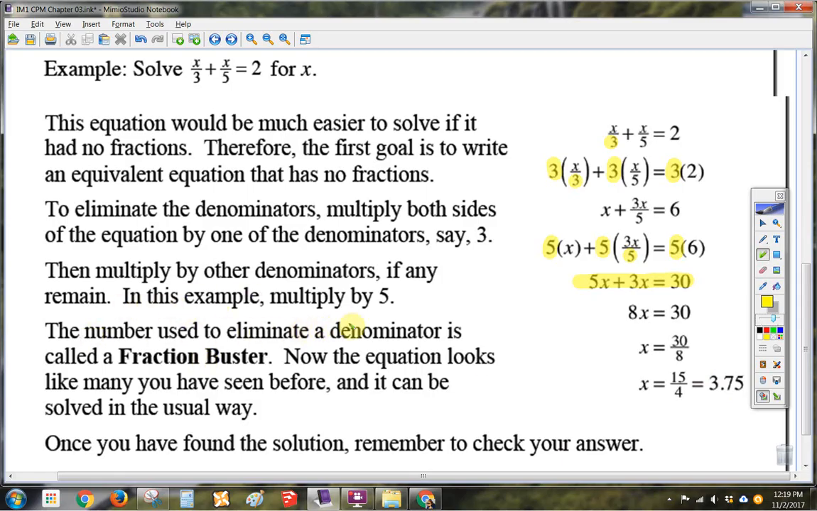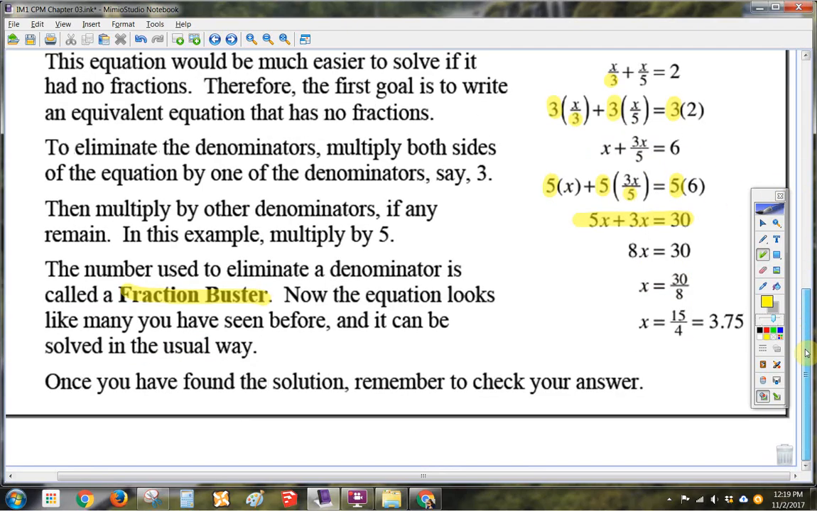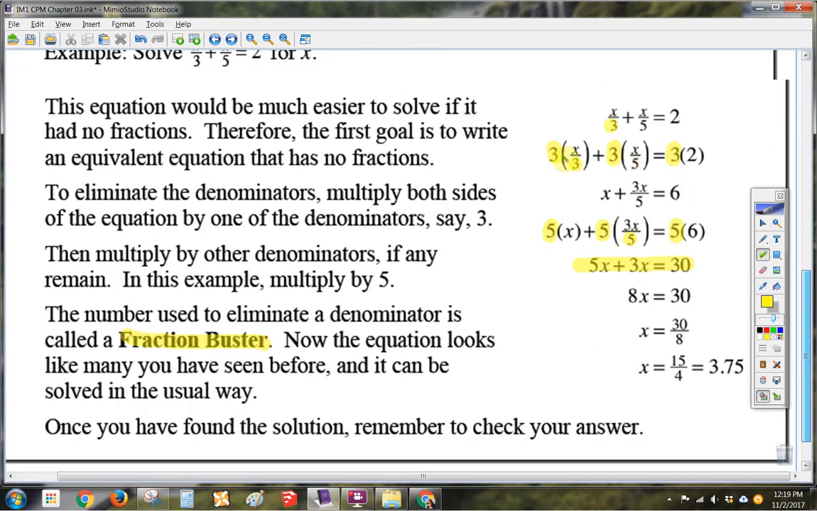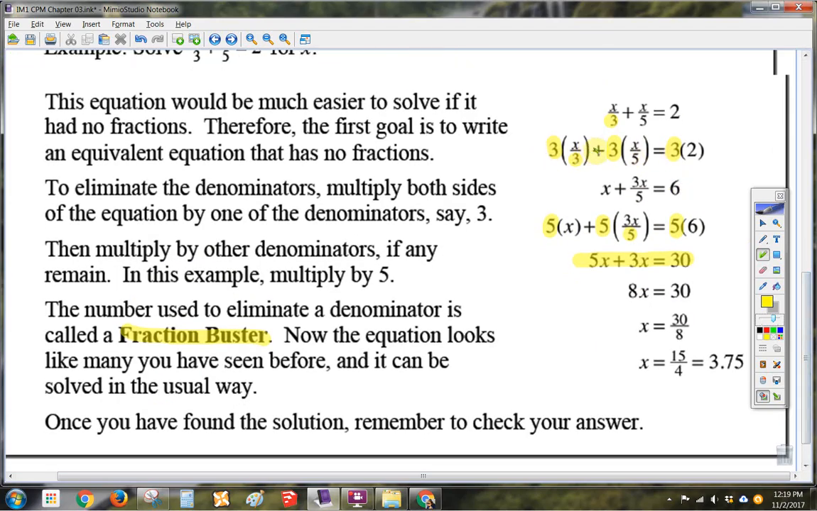So the number that's used to eliminate the denominator is called a fraction buster. Now the equation looks like many of the ones you saw before, and you can solve it the usual way. Once you've found your solution, remember to check your answer. You can take this 15 over 4, plug it back in here for x, and you should get 2 once that's all done. So again, this is a pretty powerful tool. It makes solving these equations a lot easier because you don't have to deal with the fractions.